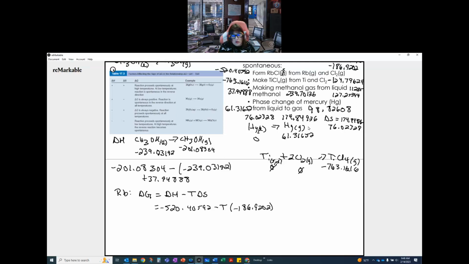186.922. So I could calculate what that value is, but I don't know what temperature I'm going to do this at, right? So I know that my delta G has to be 0 or less than 0. So I want to find out where it hits that 0. Okay, so I'm going to take that negative 520.40592.